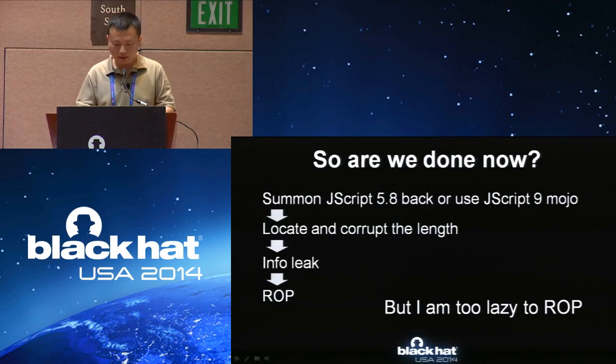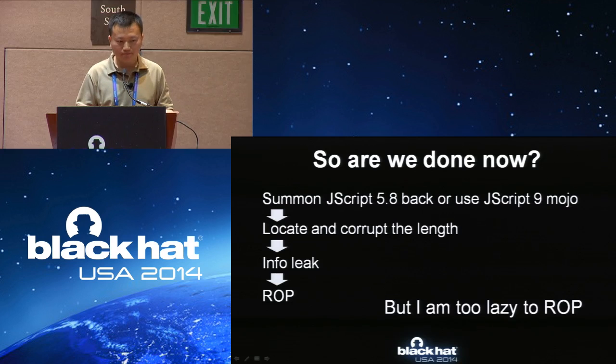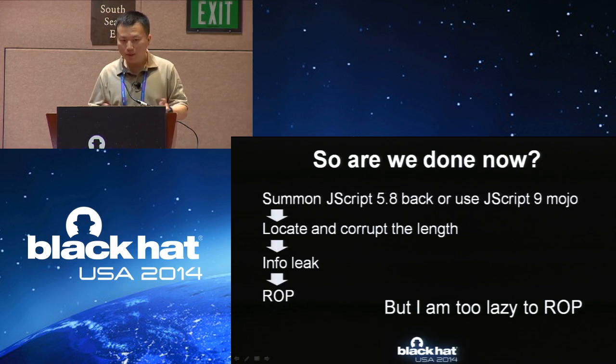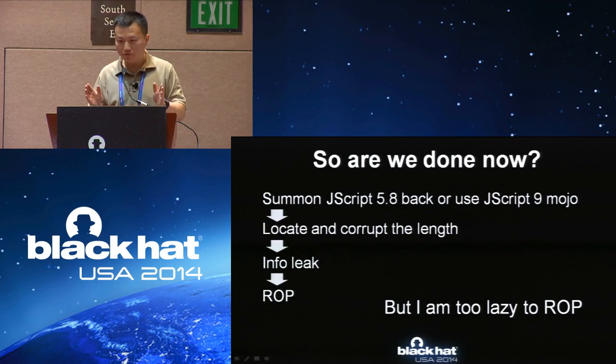So now we can choose JScript 5 or JScript 9 to do the info leak and the ROP. ROP is a great technique, but creating an ROP chain is a laborious process. I'm not a hardworking man. They say laziness is the mother of invention. So let's do some invention.